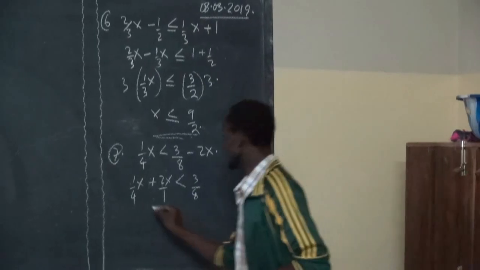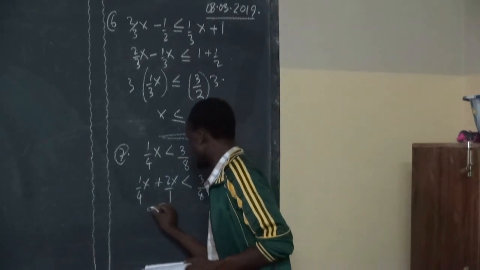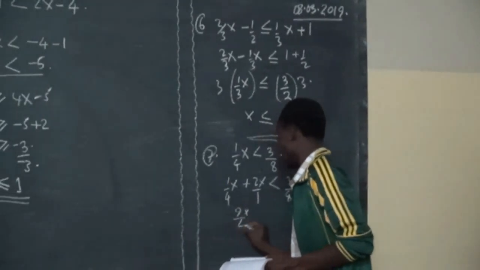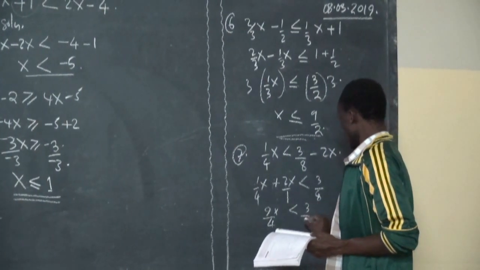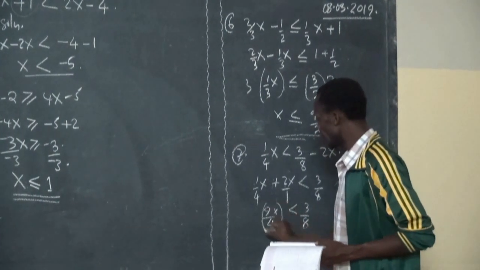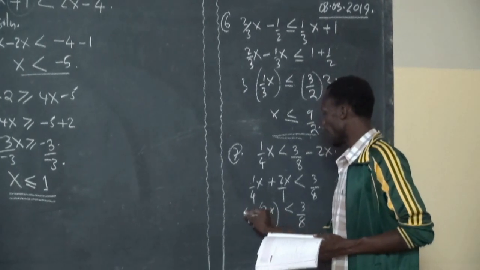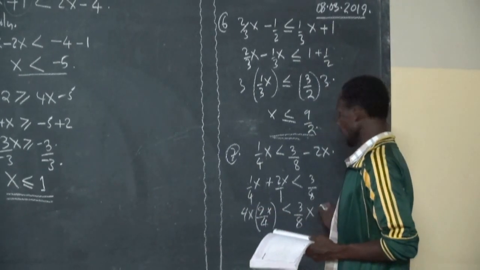Now if you do this one, you get 9x over 4 is less than 3 over 8. Now we multiply by 4 here. We multiply by 4.